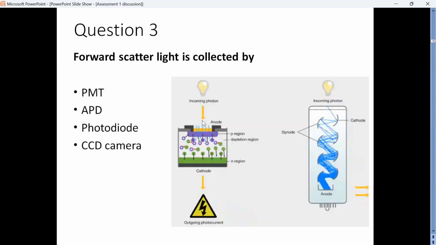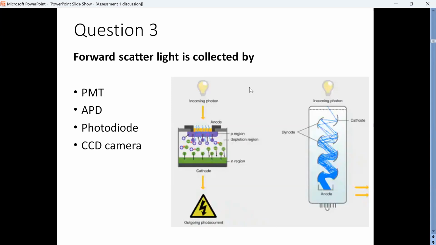So side scatter, if you just do an experiment, if you just put a torch across a ball, you see the predominant light will be in the forward direction, which will be hitting the wall. Only a small fraction of that light will be scattered all through, which is called the side scatter light, as well as the fluorescent light.